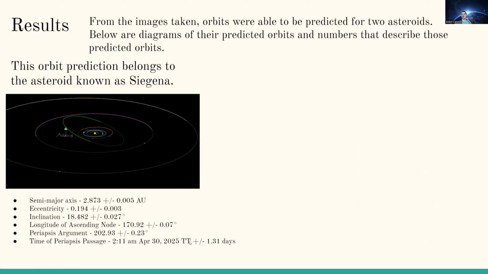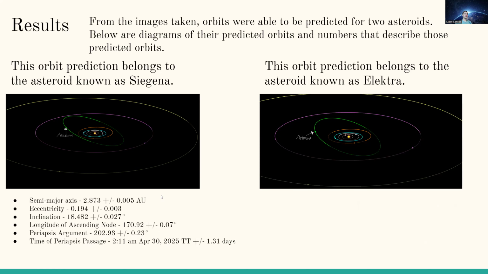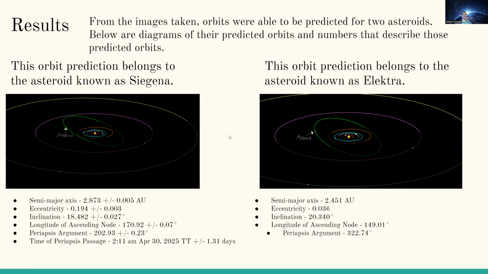Terrestrial time and universal time are basically the same thing, but terrestrial time does not count leap seconds like universal time does. And we got a second orbit. It belongs to the asteroid known as Electra, this prediction. We got a semi-major axis of about 2.45 AU, eccentricity about 0.036, inclination of about 20.34 degrees, longitude of the ascending node about 149 degrees, periapsis argument about 322 and 3/4 degrees, and a time of periapsis of 3:38 and 28 seconds p.m. July 12th, 2026 terrestrial time.